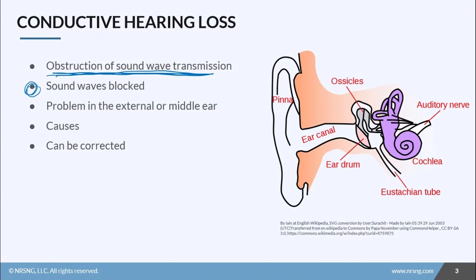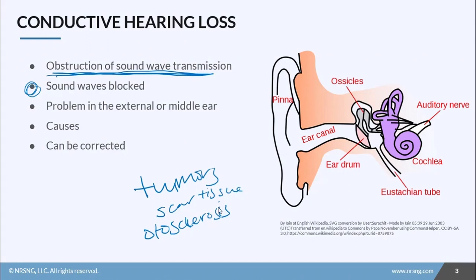Finally, abnormal tissue growth such as tumors, scar tissue, or overgrowth of soft bony tissue on the ossicles known as otosclerosis can also lead to this type of hearing loss as well. The good thing with this type of hearing loss is that the disorders that cause it can usually be corrected with minimal or no permanent damage. So remove the obstruction and the hearing improves.